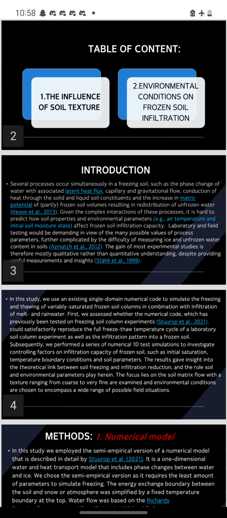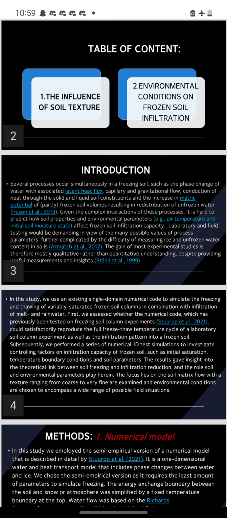Given the complex interaction of these processes, it is hard to predict how soil properties and environmental parameters, for example air temperature and initial soil moisture state, affect frozen soil infiltration capacity. Laboratory and field testing would be demanding in view of many possible values of process parameters, further complicated by the difficulty of measuring ice and unfrozen water content in soils. The gain of most experimental studies is therefore mostly qualitative rather than quantitative understanding, despite providing useful measurements and insights.